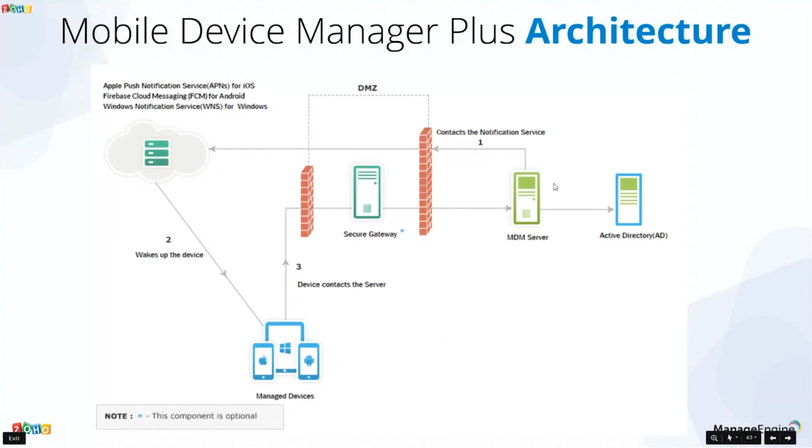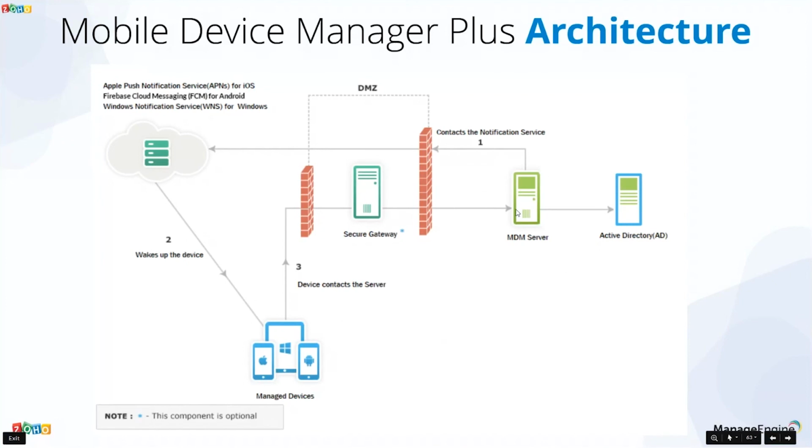So these commands will be sent from the MDM server to the notification services. For example, if I want to find out the location of an iPhone or an iPad, the Apple Push Notification Service will receive this command, will use the device UDID and serial numbers, will wake up the device, and the device in turn will contact the server and execute it. So in this example, if I choose locate device, it's going to fetch the geo coordinates and send them back to the server.